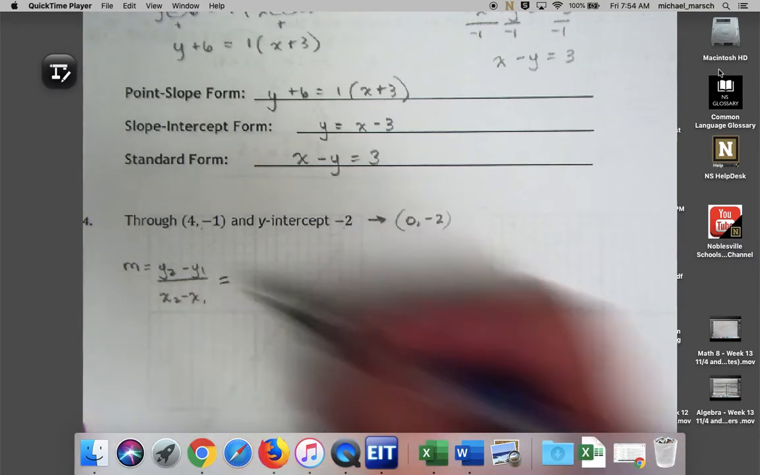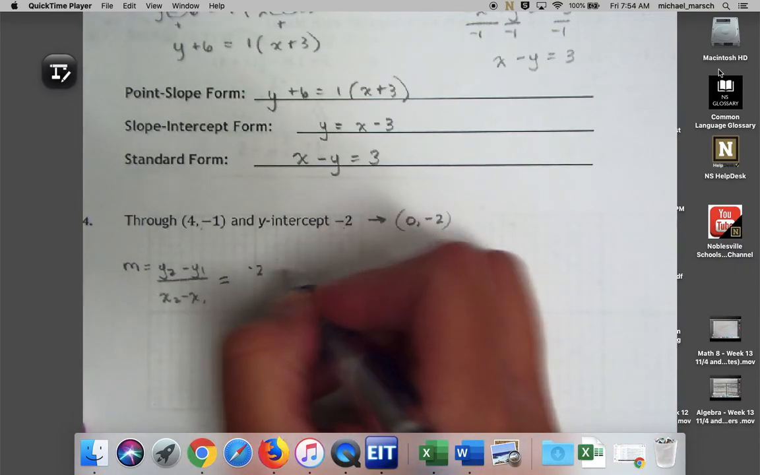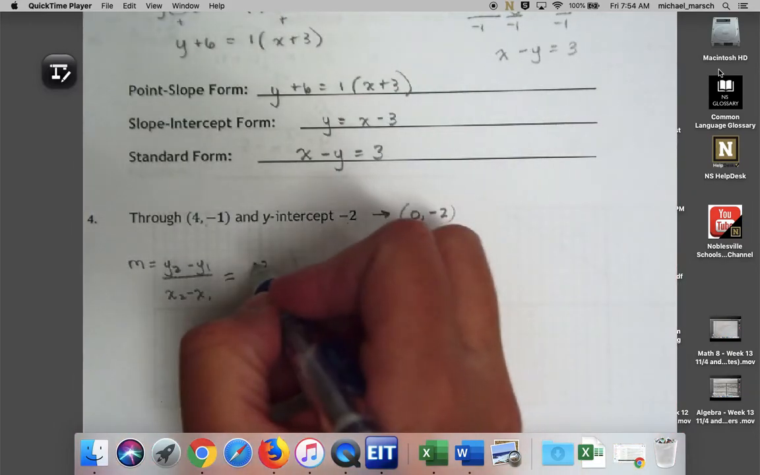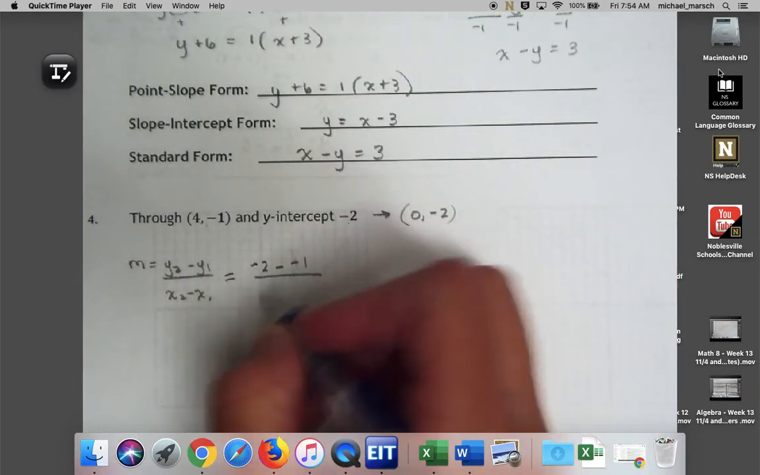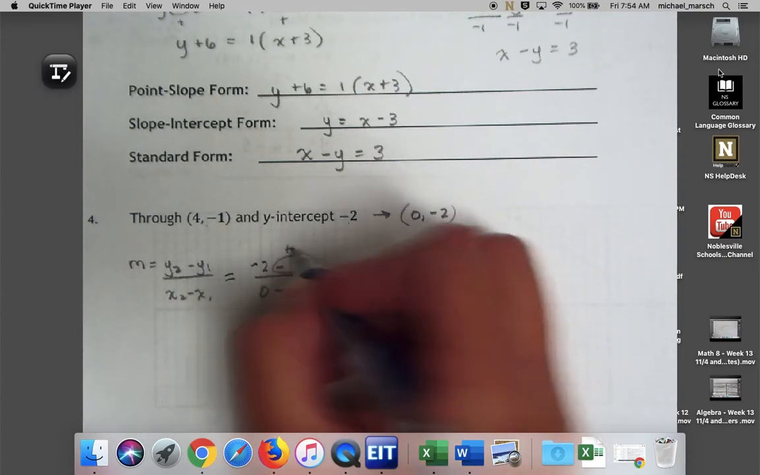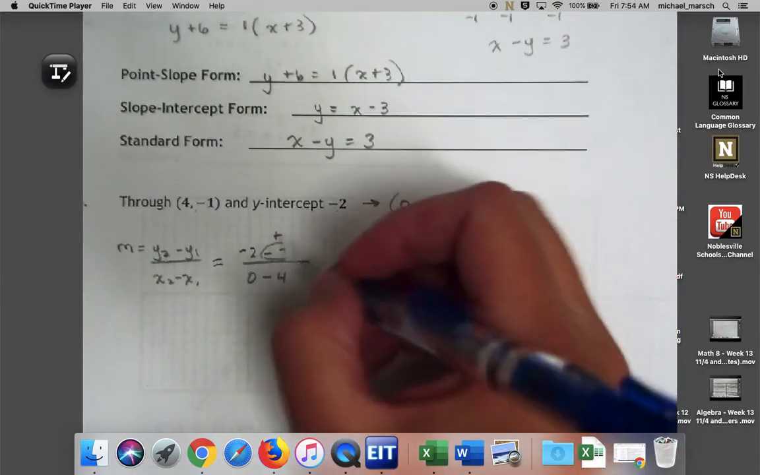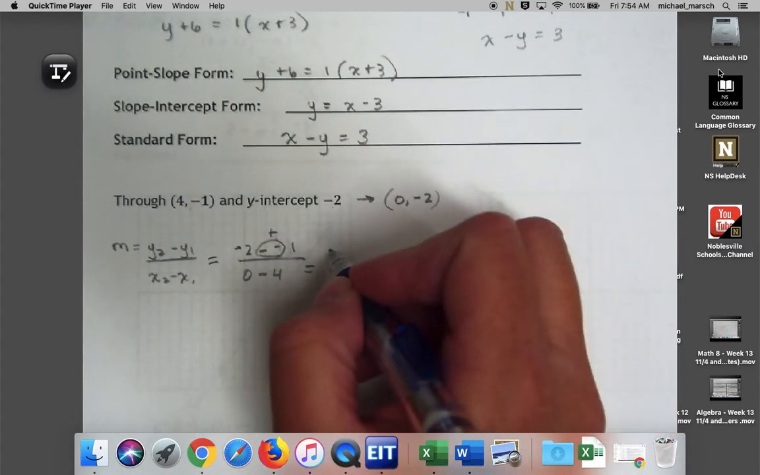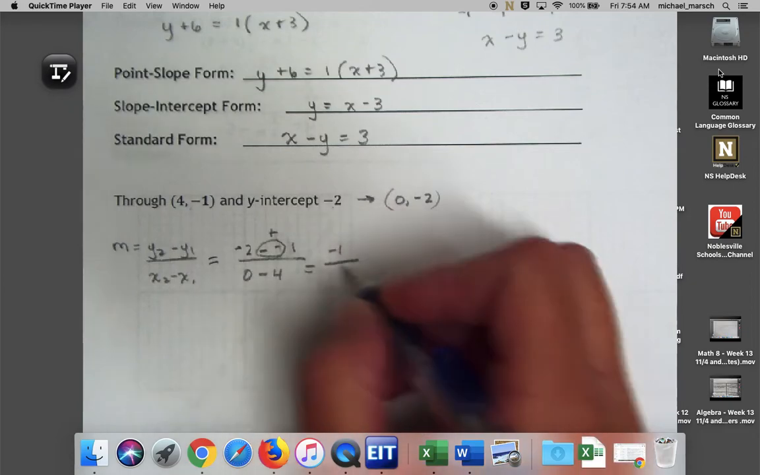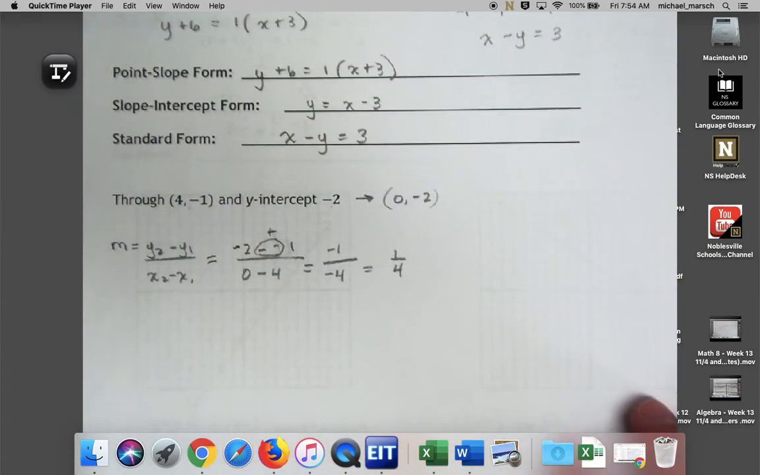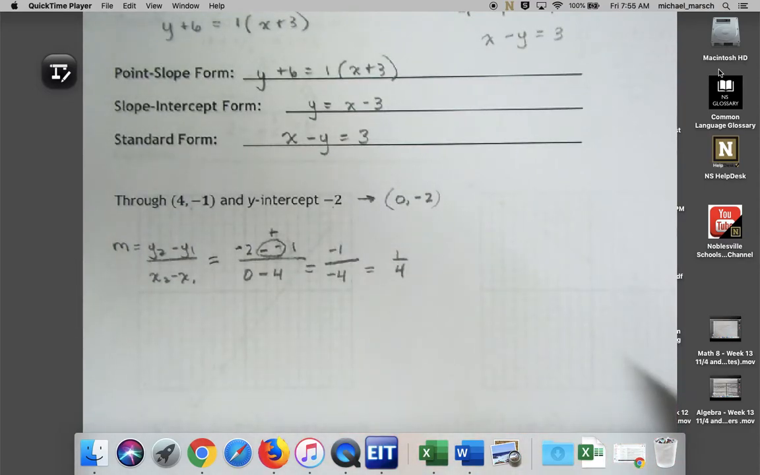Writing that slope formula every time. So I've got negative 2 minus negative 1 over 0 minus 4. Add these. Negative 2 plus, oops, there's that 1 hiding right there. My little circle. Cover that up. Negative 2 plus 1 is negative 1. 0 minus 4 is negative 4, so my slope is actually positive 1/4, because a negative divided by a negative is a positive.